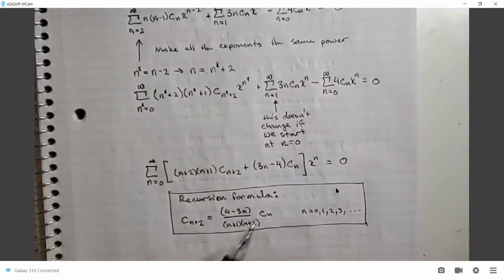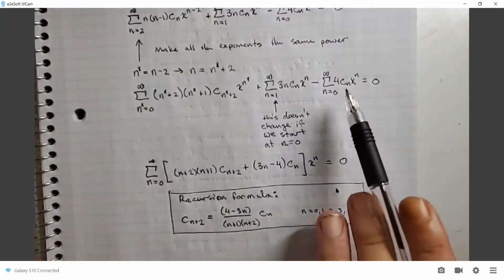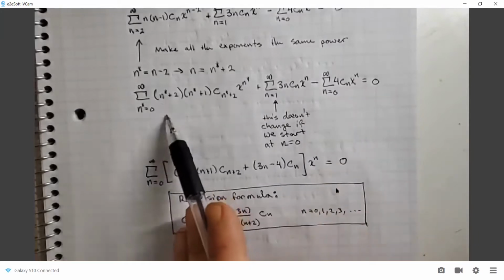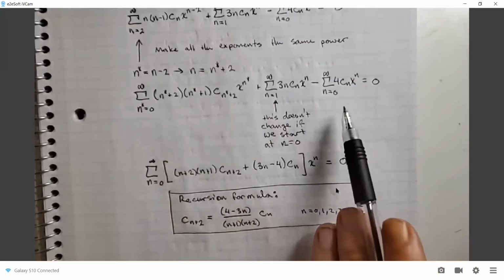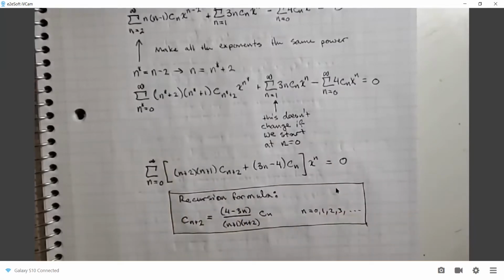And by the way, if I plug in n equals 0 into this, what you'll get is the same thing as if you just removed the constants from the first and third term here, and set them equal to 0.